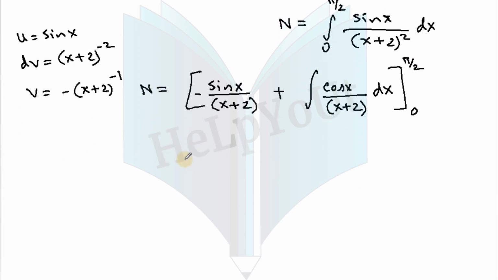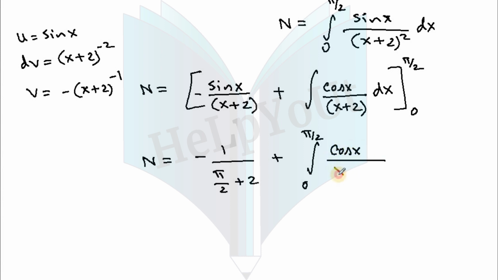So if I see, m has come back. M was this thing. I'm going to do the limit now. Going to put pi by 2 first. Sine pi by 2 is 1, and here I get pi by 2 plus 2, and for 0, sine 0 is 0, so I have nothing to do with this thing anymore, and here it will be 0 to pi by 2 cos x by x plus 2 times dx. This is m. I am going to put m for this part.